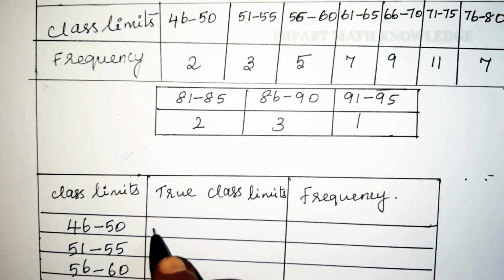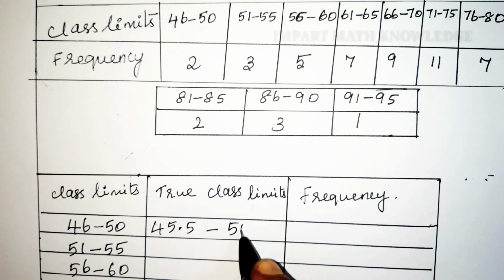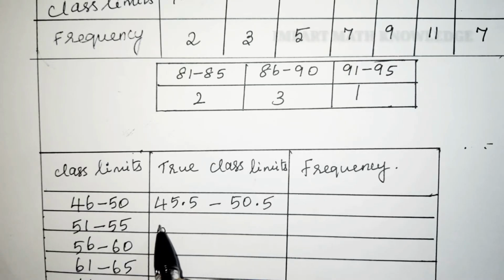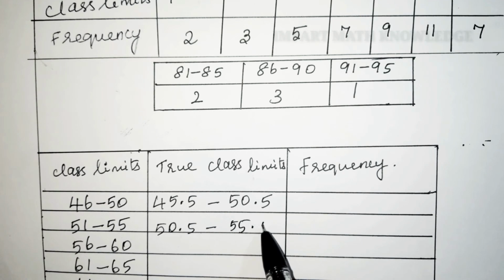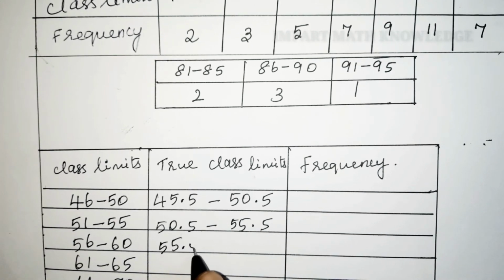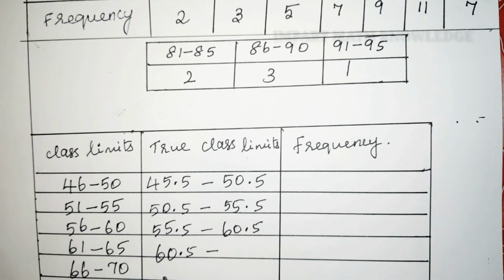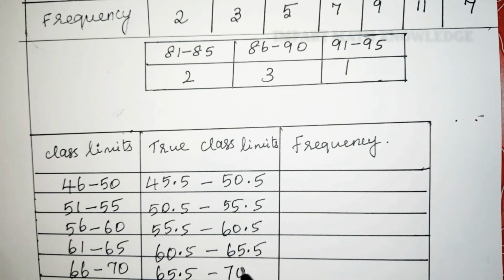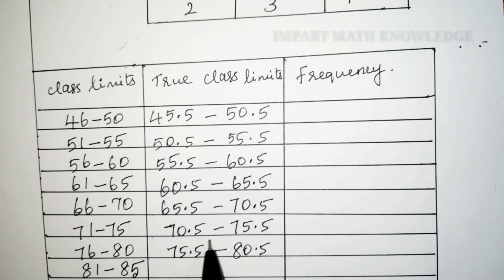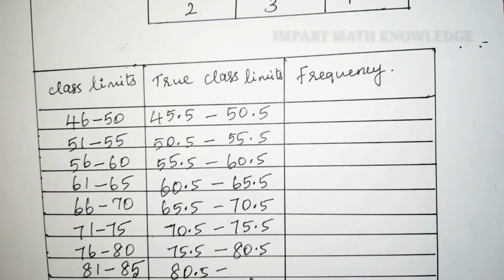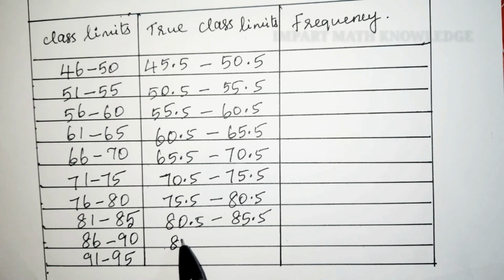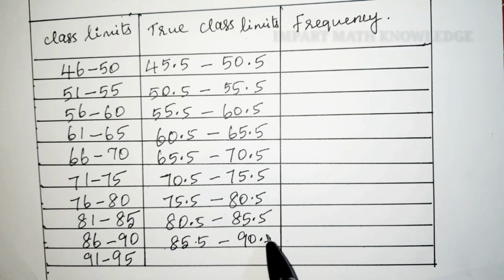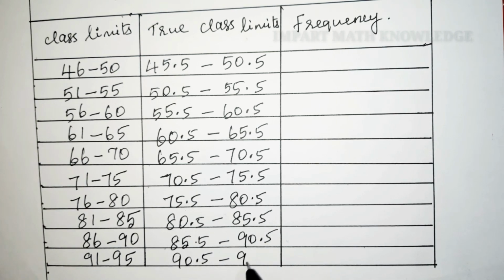The true class limits are 45.5 to 50.5. Subtract 0.5 from the lower limit, add 0.5 to the upper limit. 50.5 to 55.5, 55.5 to 60.5, 60.5 to 65.5, 65.5 to 70.5, 70.5 to 75.5, 75.5 to 80.5, 80.5 to 85.5, 85.5 to 90.5, 90.5 to 95.5.